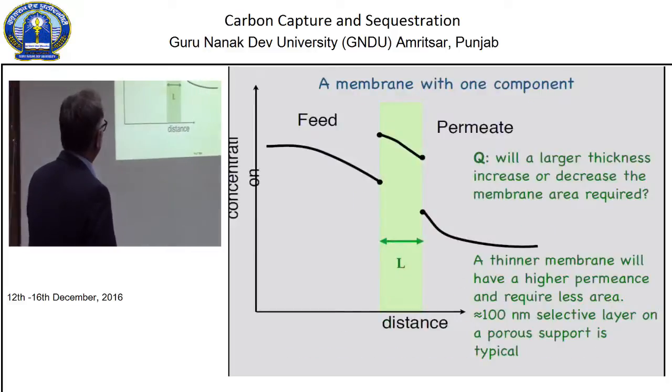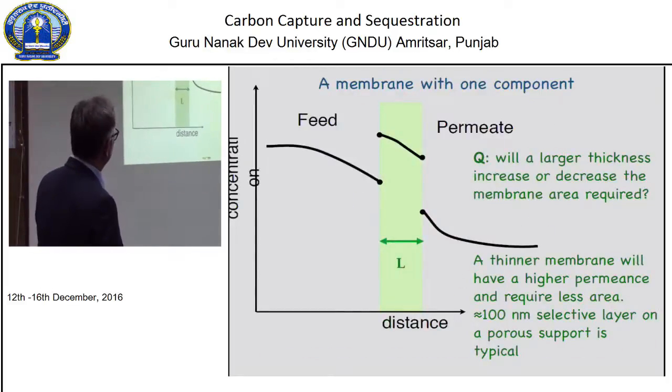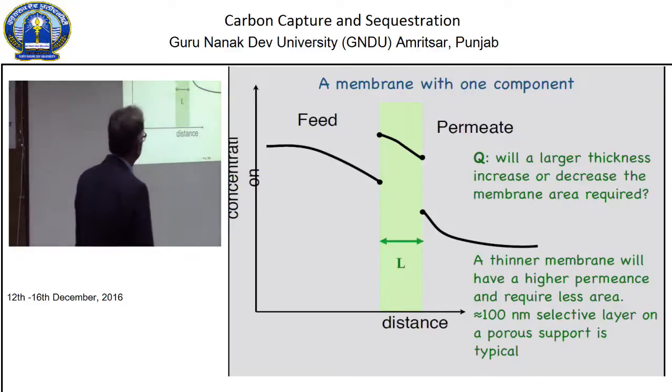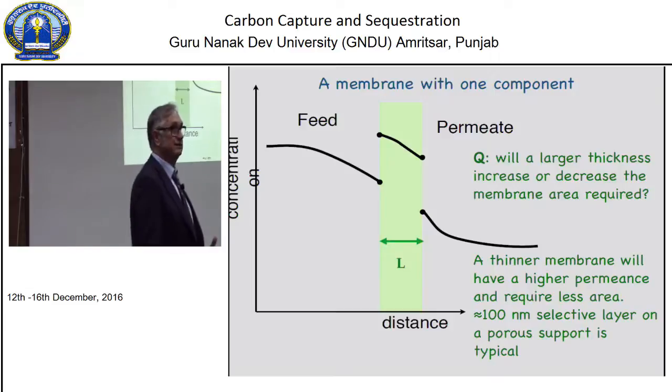So here's a membrane with one component. Here's the feed. It's more soluble in the membrane. And here's our pressure driving force. And here's the other side. So question for you. Will a larger thickness increase or decrease the total area of a membrane you need? So remember, you're processing hundreds of cubic meters per second of flue gas.